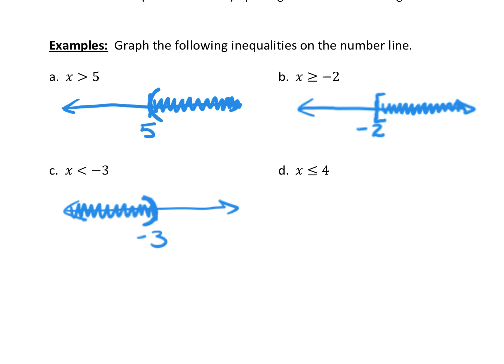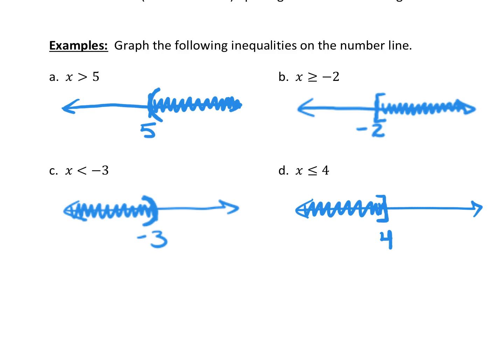And finally, our last example, we have x is less than or equal to 4. We have our tick mark. We have our label. We want the numbers that are less than or equal to 4, which means that we want to shade to the left. And we want to know what happens at 4, because it is a less than or equal to, because it is included, we want a square bracket.